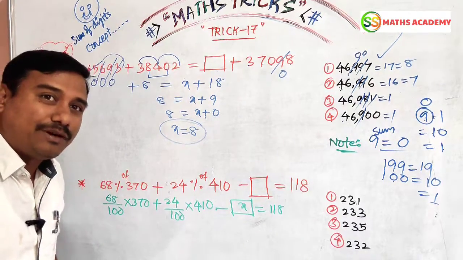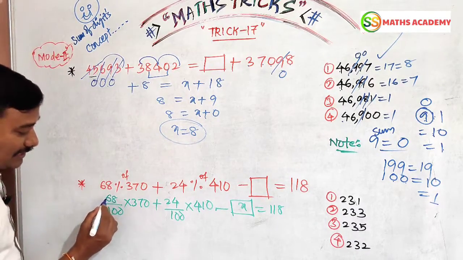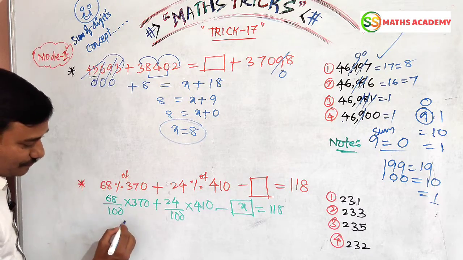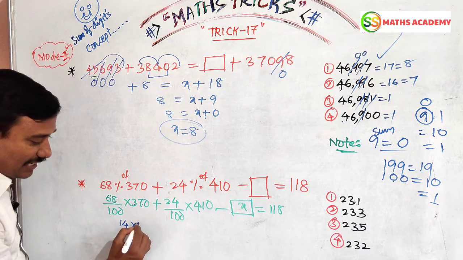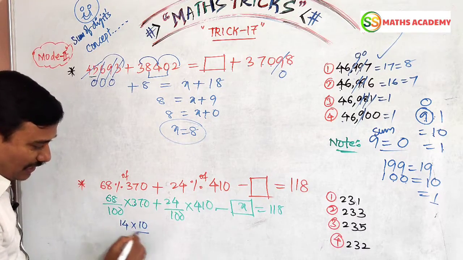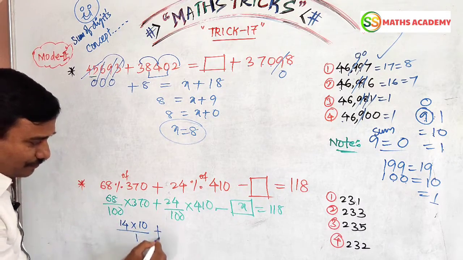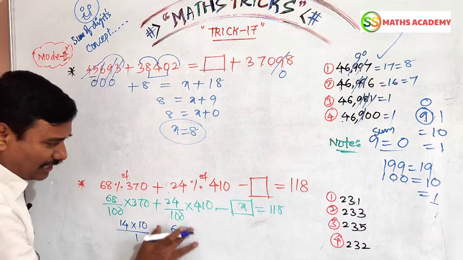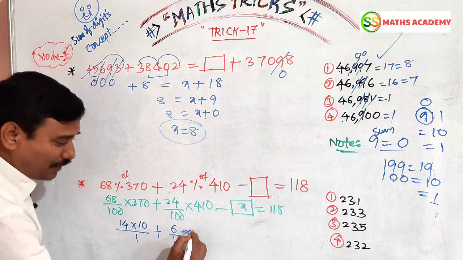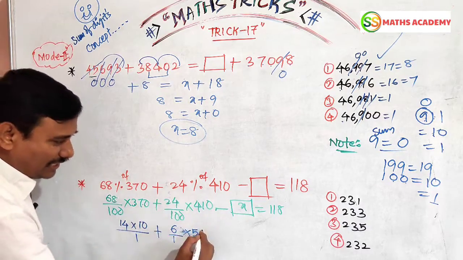Now go with the sum of the digits concept. Here 6 plus 8 is 14. Here 3 plus 7 is 10, and 10 means 1 only. 1 plus 0 plus 0 is 1. 2 plus 4 is 6. 1 plus 0 plus 1, 100 means 1 only. Now into 4 plus 1 is 5. 5 plus 0, 5 plus 0 is 5 only.